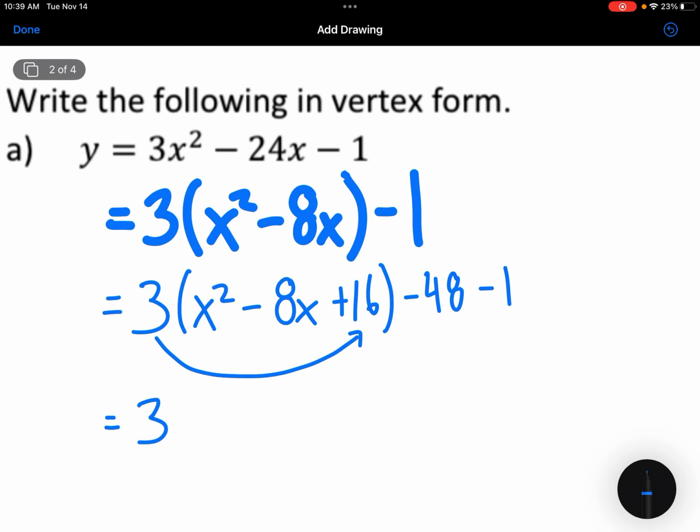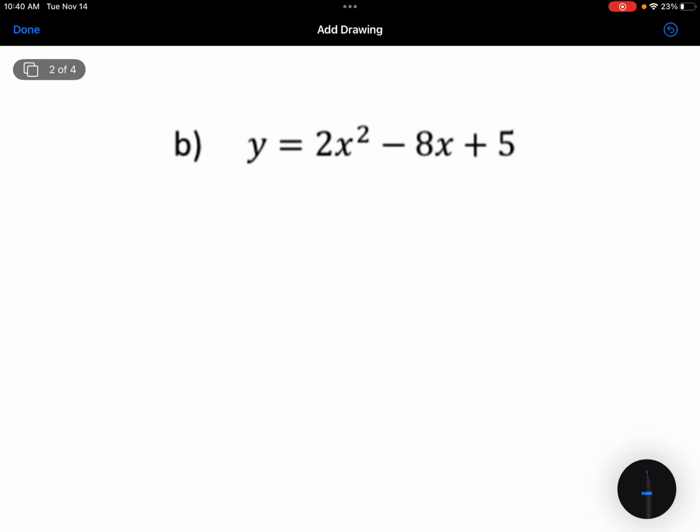So now I need to factor. I'm going to take the square root, x and 4. And I need to bring the sign down that was there. So this would be (x minus 4) squared minus 49. Okay, let's look at another one.